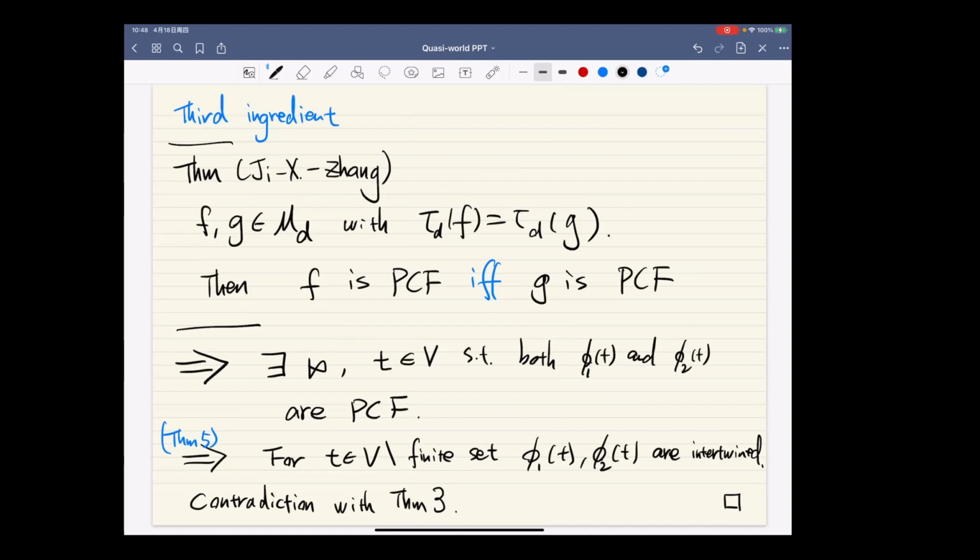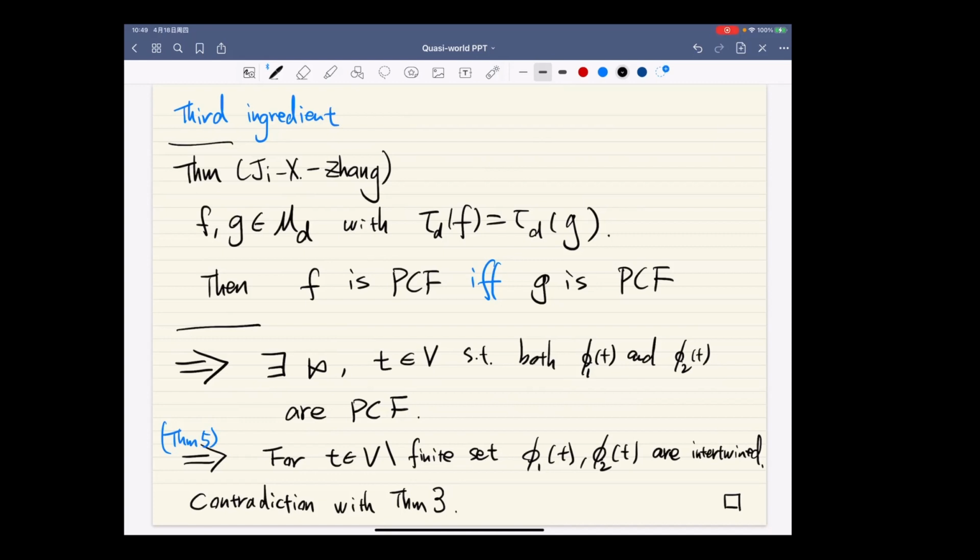Okay, so using this theorem, because we have infinitely many parameters t in V such that phi1t is PCF, but we know that phi1t and phi2t have the same multiplier spectrum. So once phi1t is PCF, phi2t should also be PCF. So it means that there are infinitely many parameters such that phi1t and phi2t are both PCF.